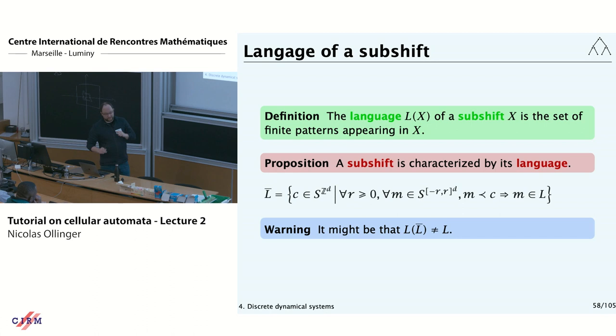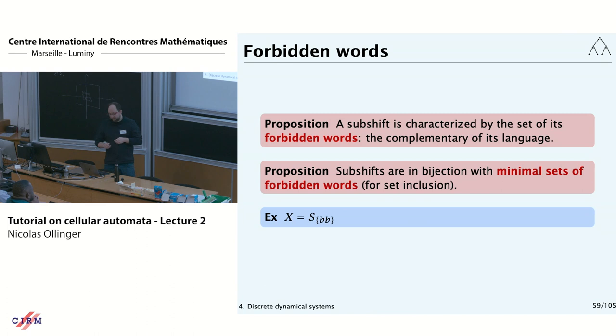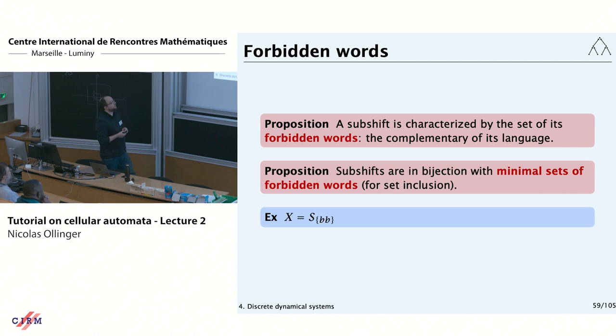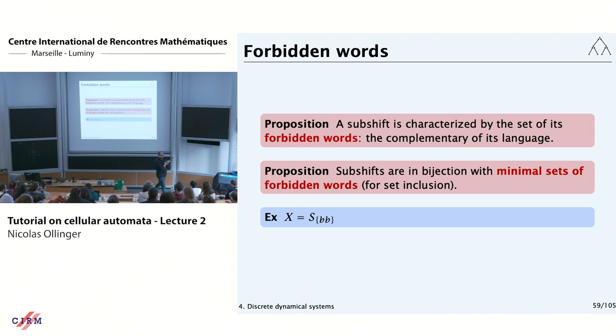So, language characterizes the subshift, but people doing symbolic dynamics don't like the language. They prefer the complement, that is, forbidden patterns. Of course, as the set of forbidden patterns is the complement of the language, it also characterizes the subshift, right? But what is nice about forbidden patterns is that you can look at minimal sets of forbidden words, and those might even be finite in some cases. So a subshift can be defined by minimal sets of forbidden words, minimal for inclusion. And my set X from before, which had a complicated definition, now has a very simple definition: it is the set of configurations that avoids the word BB.